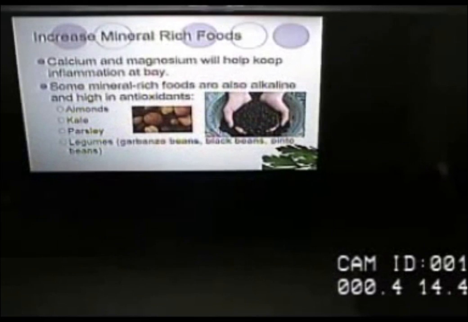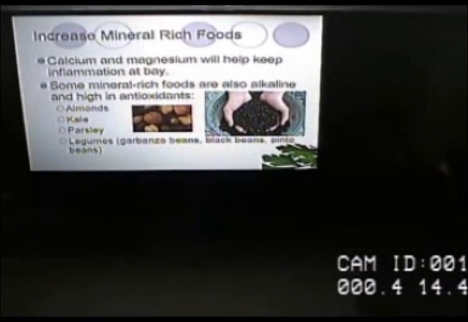Increase mineral-rich foods. Calcium and magnesium help keep inflammation at bay, and mineral-rich foods are high in antioxidants and very alkaline, such as the almonds, kale, parsley, a lot of the legumes.